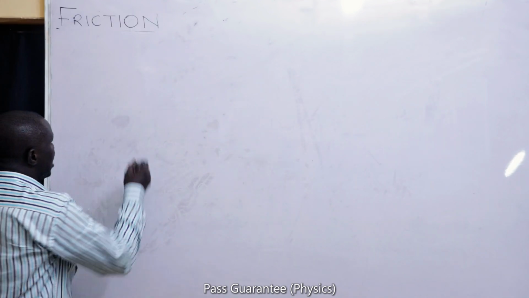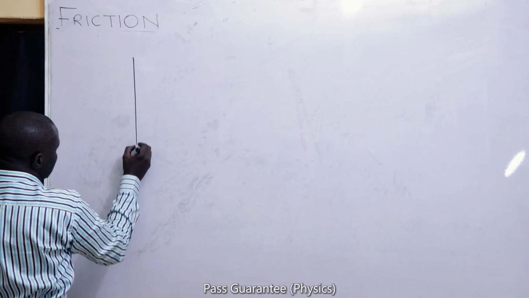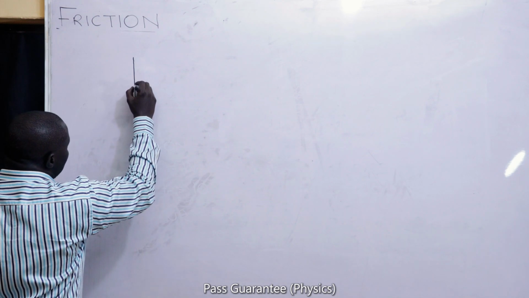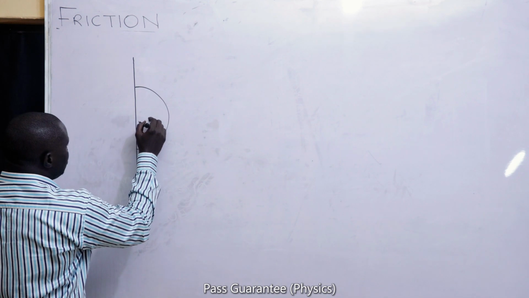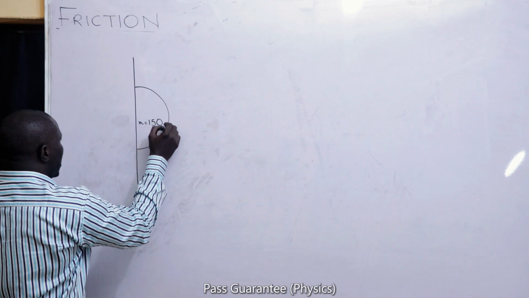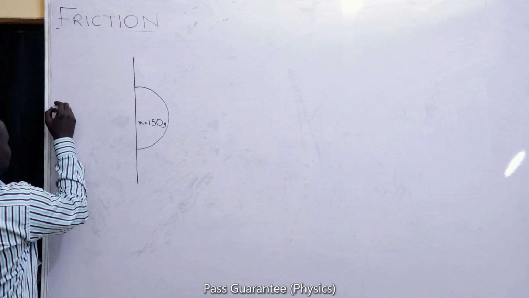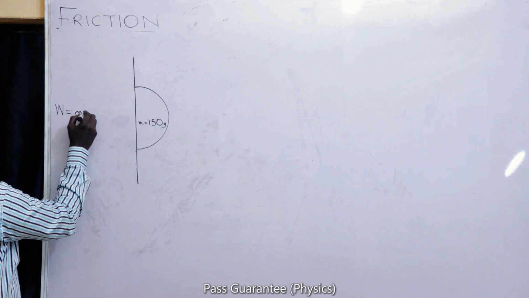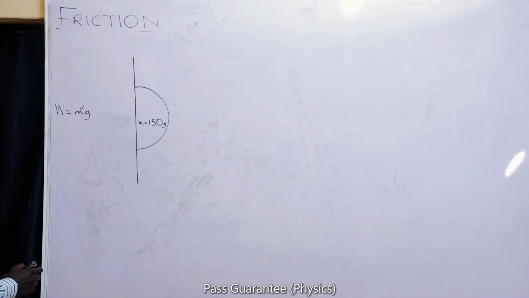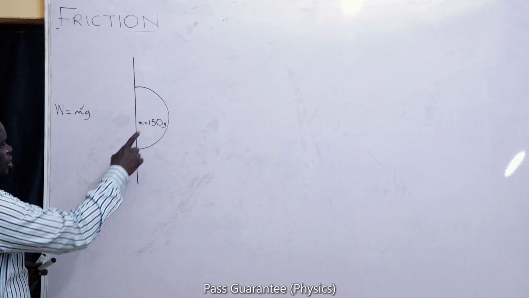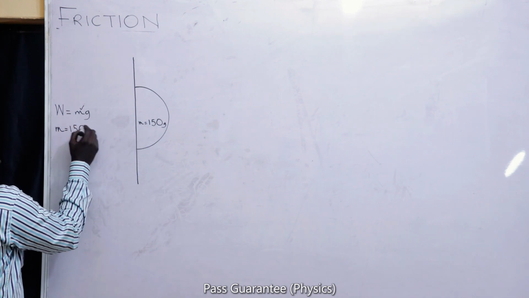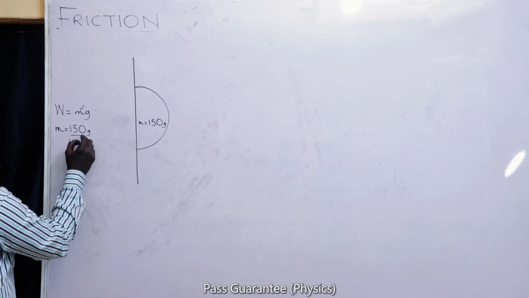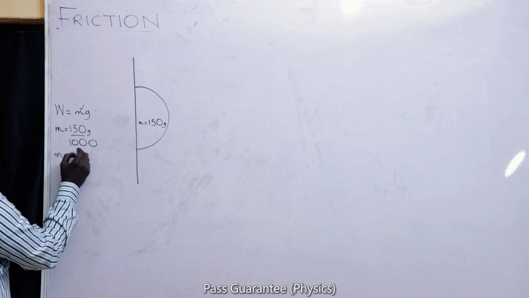Here we have a vertical wall. There is now an object. We are told in the question that the object has a mass of 150 grams. If it has a mass of 150 grams, we must find its weight. The weight is equal to mg, but we cannot use mg until you express the mass in kilogram. So I have to change the mass to kilogram, such that the mass that is 150 grams, I will divide it by 1000. If I do that, the mass becomes 0.15 kilogram.